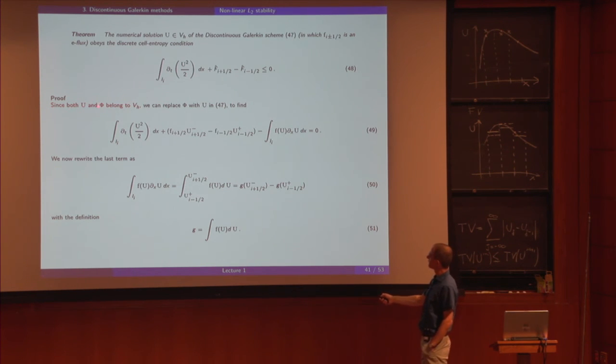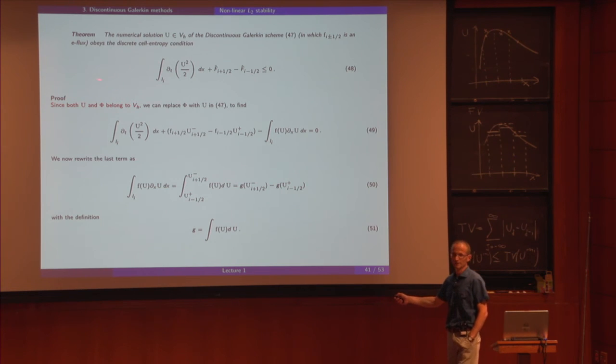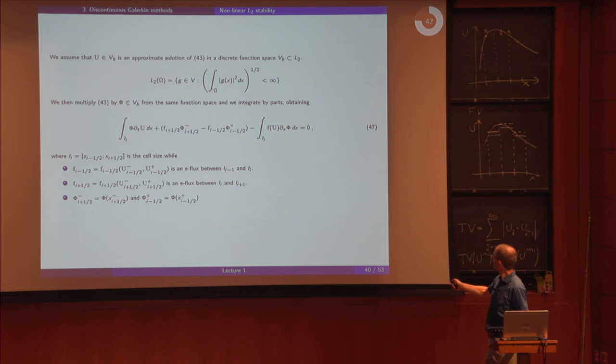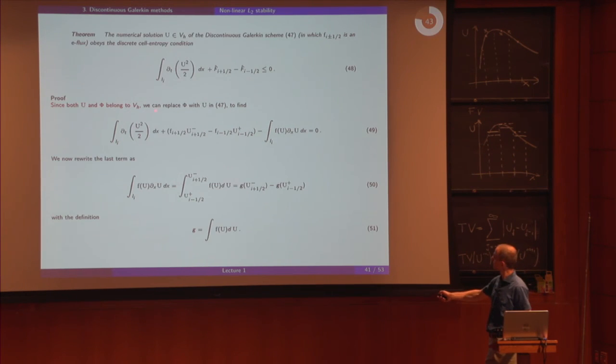Both U and phi belong to the same functional space. This is the key point of discontinuous Galerkin. So we replace phi here in the previous equation 37. Rather than phi, you can write U, because they belong to the same functional space. If you do that, you can integrate the first term.